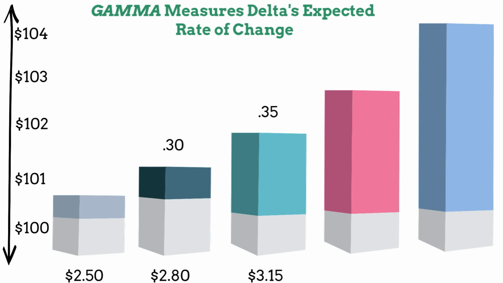Now we add delta and gamma together to get 0.35. So now if the underlying goes up to $102, the premium will go up 35 cents. And now the premium will be $3.15.